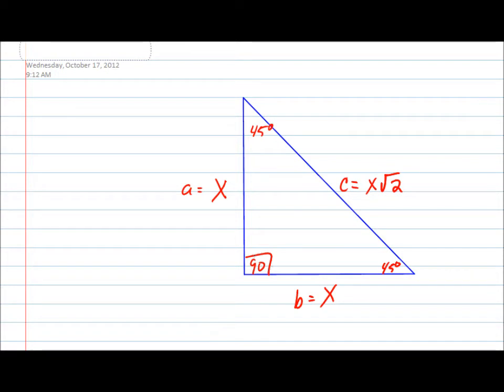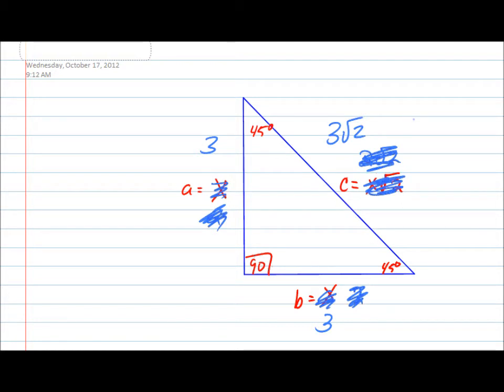So let's say, for instance, that this side is not x anymore, but it's 2. So if this side's 2, then we know this side's 2, and this side is now no longer x square root of 2, but 2 square root of 2. Great. Let's keep going. What if we have this side is 3? Well then, this side is going to be 3, and that means this side is going to be 3 times the square root of 2.